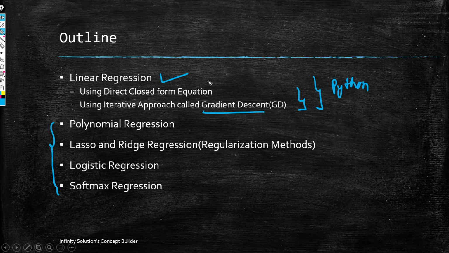In this there are two approaches, so we'll see both approaches, and why I am focusing on GD here: because it is also useful in neural networks. So that's why I'm focusing on it. So now let's move ahead.